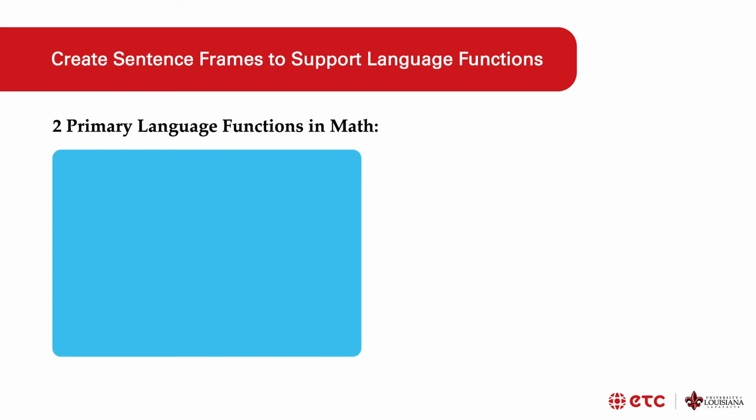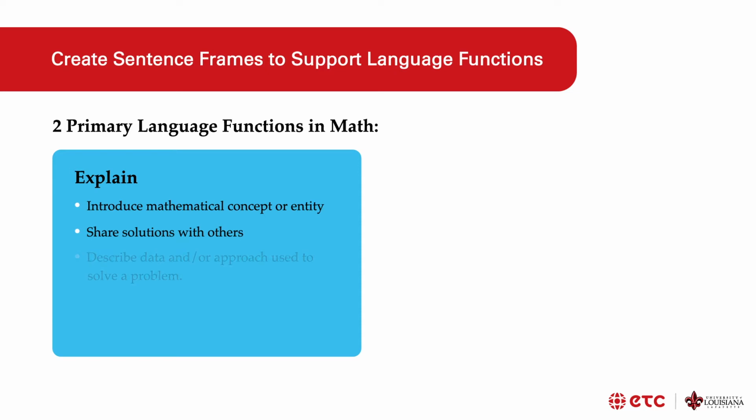In math, the primary language functions are explain, which would be the genre of language where humans are introducing mathematical ideas, sharing solutions, telling the strategies or steps that they did, describing the approach, stating their reasoning. So it's a retelling of details. Explain is also really about the how. So when we think about explaining how something happens, that falls under the language function of explain.